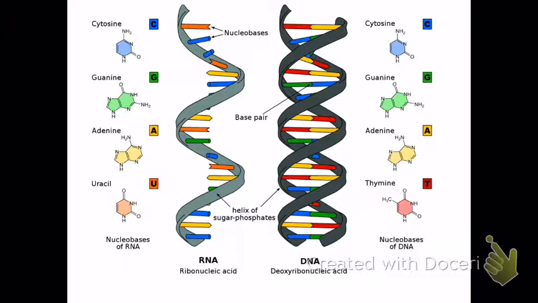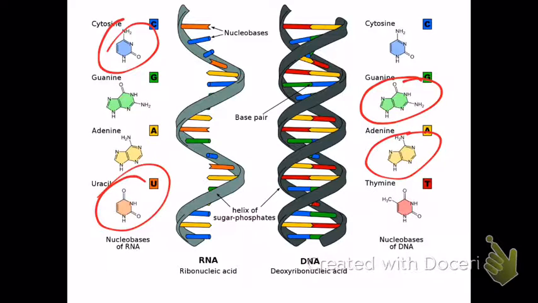Okay, if you'll look, guanine and adenine, see how they have 2 carbon rings? Well, they are considered purines because they have 2 carbon rings. Cytosine, uracil, and thymine only have 1 carbon ring, so they are considered pyrimidines. Uracil is only in RNA, and thymine is only in DNA.